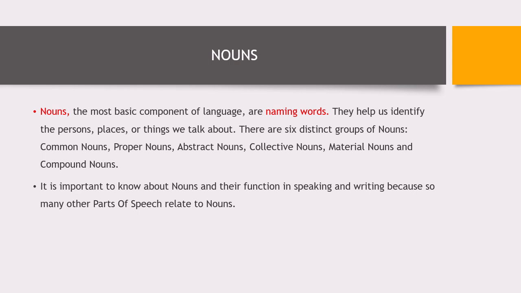Nouns. Nouns, the most basic component of language, our naming words. They help us identify the persons, places, or things we talk about. There are 6 distinct groups of nouns: common nouns, proper nouns, abstract nouns, collective nouns, material nouns, and compound nouns. It is important to know about nouns and their function in speaking and writing, because so many other parts of speech relate to nouns.